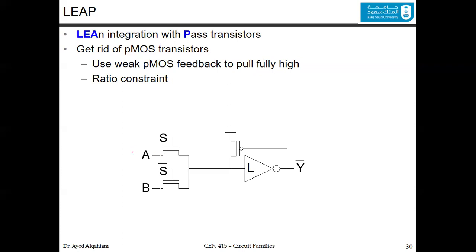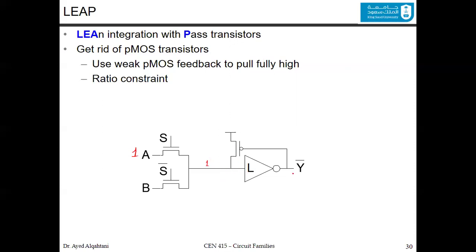The problem is when A is 1 or B is 1. Now the 1 will be degraded. So you don't have 1, you will have a degraded 1. This degraded 1, you can fully make it a full 1 by having this PMOS connected to the source of the VDD to fully charge it and make it 1 again. How to do this?